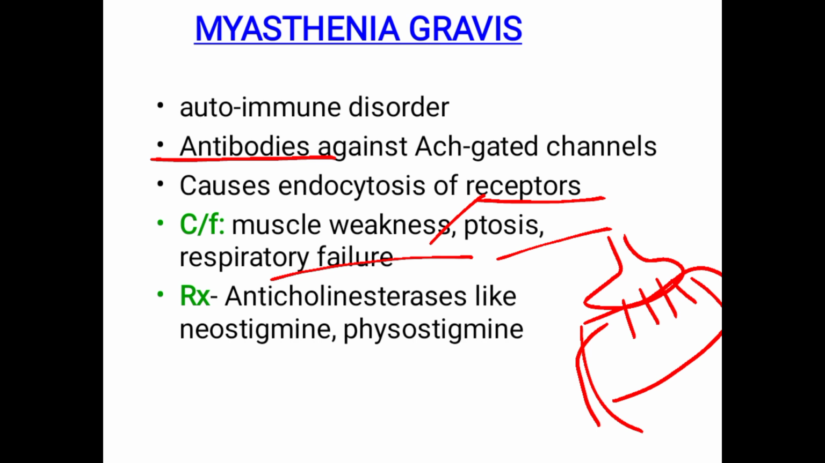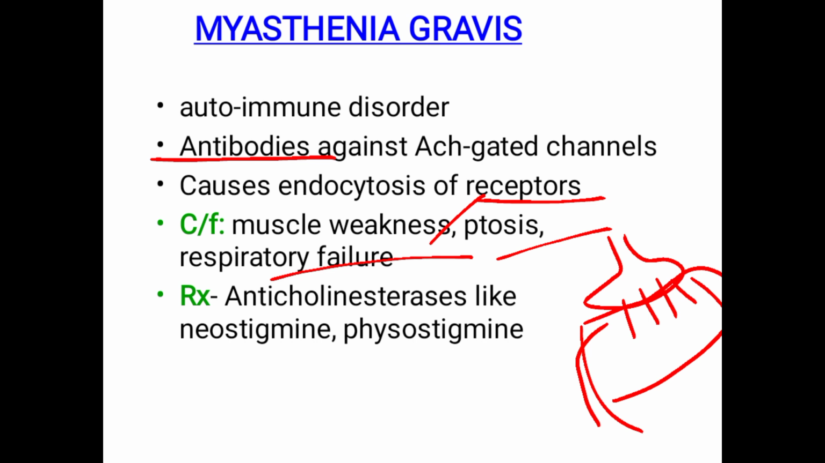Then neuromuscular blockers, you have to read. Then myasthenia gravis. Myasthenia gravis is an autoimmune disorder. Auto means self, so the body produces antibodies. There are no external stimulants or antigens. To produce antibodies, an antigen is required, but here it is an autoimmune disorder.